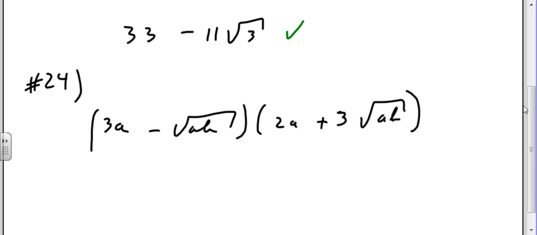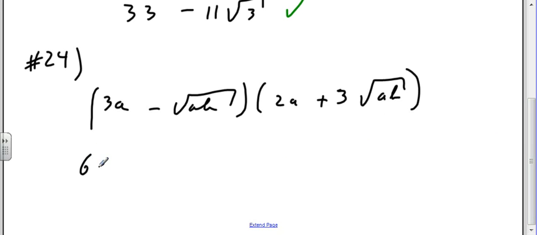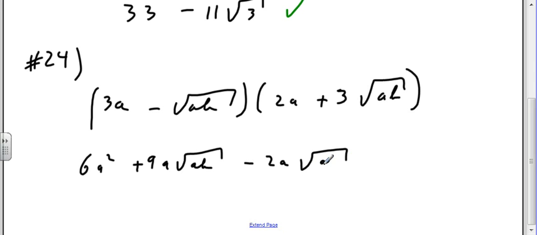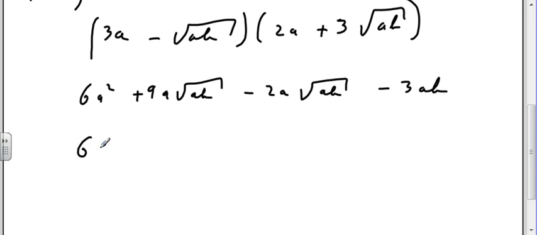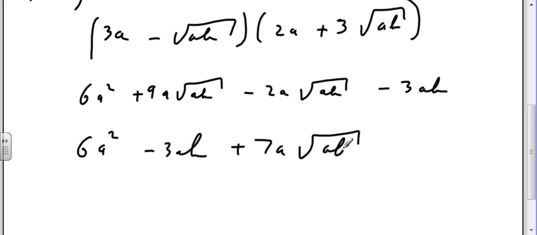Okay, so assuming I wrote the problem right, I got 6a squared, plus 9a square root of ab, minus 2a square root of ab. And then I got a minus 3ab. All right, well, that seems all right. And bringing like terms together, 6ab minus 3ab plus 7a square root of ab. All right, well, that seems okay.